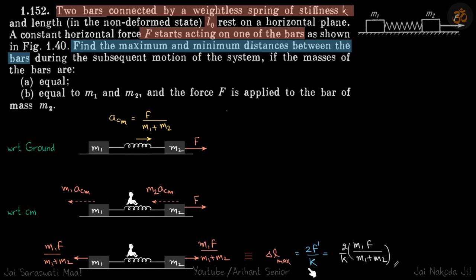Now if the forces are equal, we will use this formula, which we are going to derive in the next slide, that maximum stretch in the spring or maximum compression, both are equal, and their value is given by 2 times F dash by K, where F dash is that force which is equal and opposite in direction. So in this particular case, F dash is M1F by M1 plus M2. So when we do that, we get our answer.